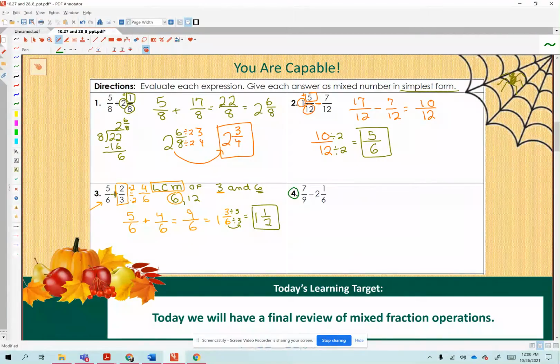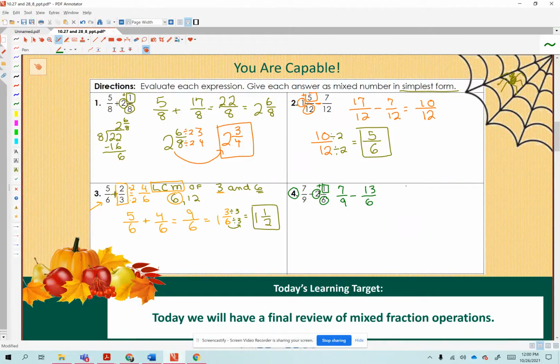Okay, now let's look at number 4. So we have 7/9 minus 2 and 1/6. The first thing we'll do is convert 2 and 1/6 to an improper fraction. So that would be 7/9 minus, 6 times 2 is 12, plus 1 more is 13. So minus 13 over 6.